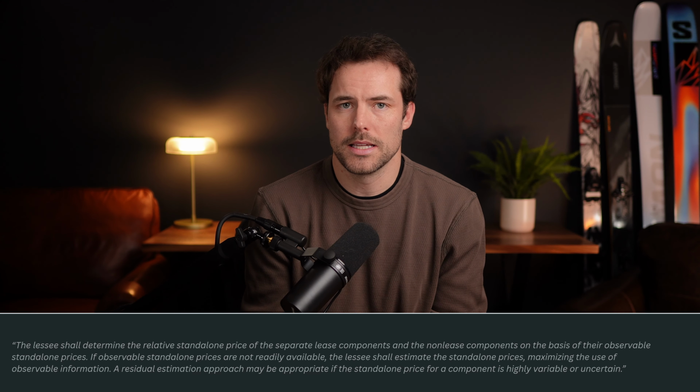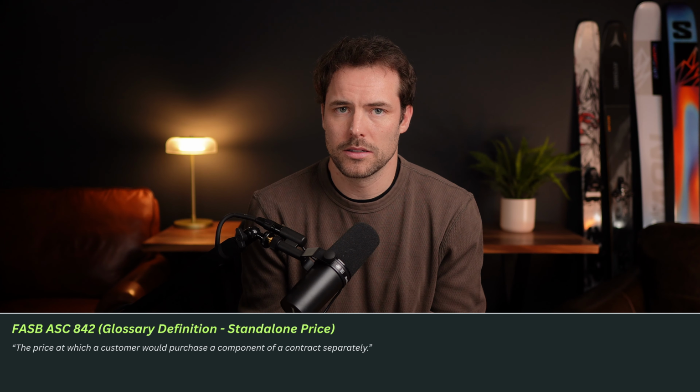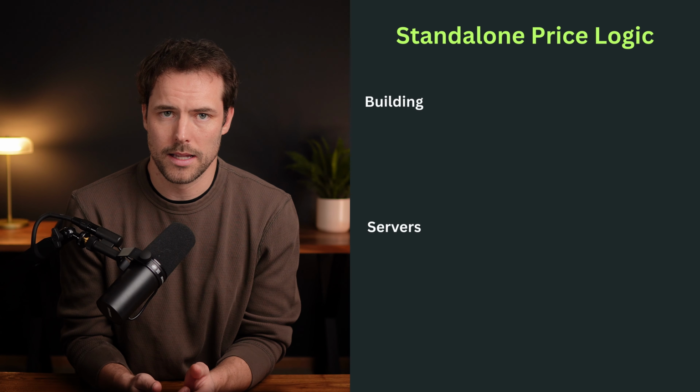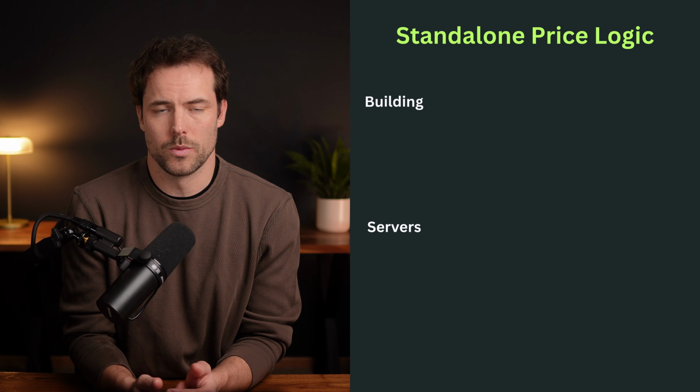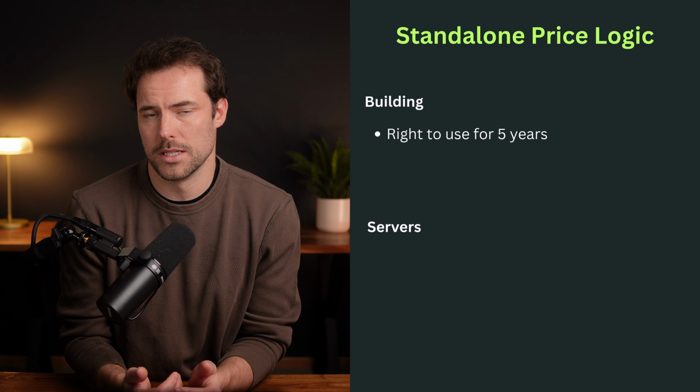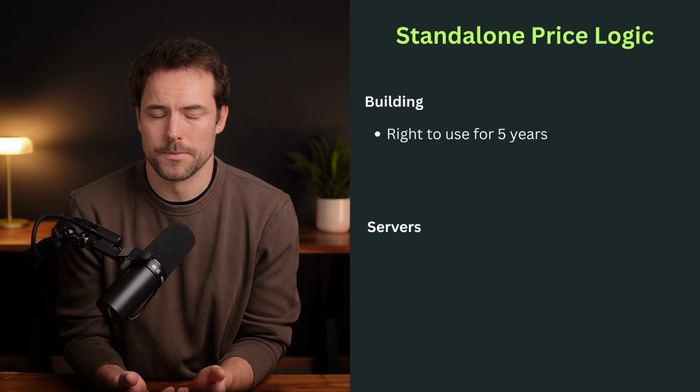Additionally, ASC 842 defines the standalone price as the price at which a customer would purchase a component of a contract separately. So to do this, we need to understand exactly what our two components represent. The building suite is relatively simple. The component represents the right to use the asset for 5 years.